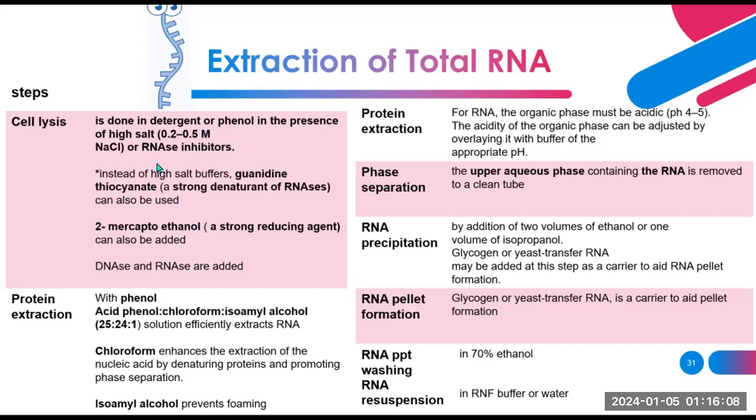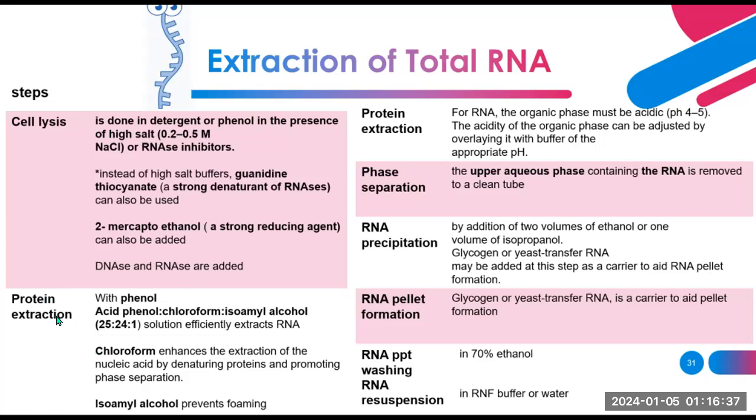And instead of using high salt buffers, we can have guanidine thiocyanate because this is a strong denaturant of RNases. We also have 2-mercaptoethanol, which is a strong reducing agent. We can also utilize that. And then we must add DNases and RNases to remove contaminating DNAs and RNAs.